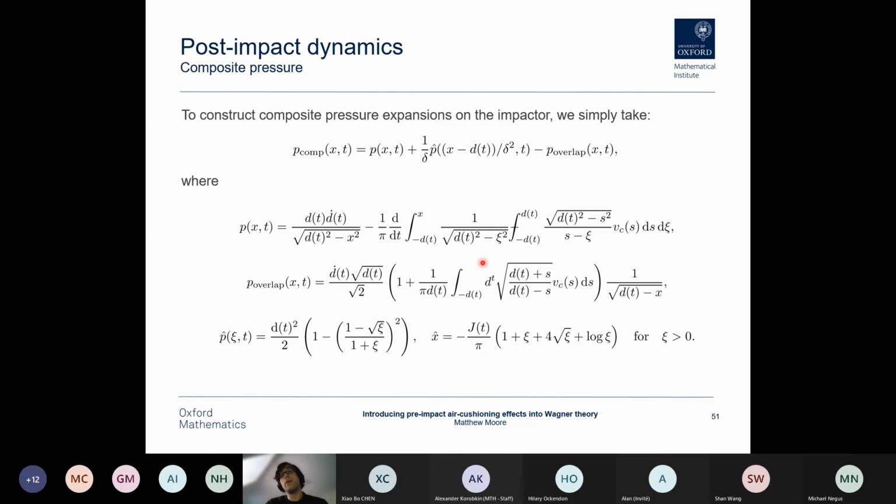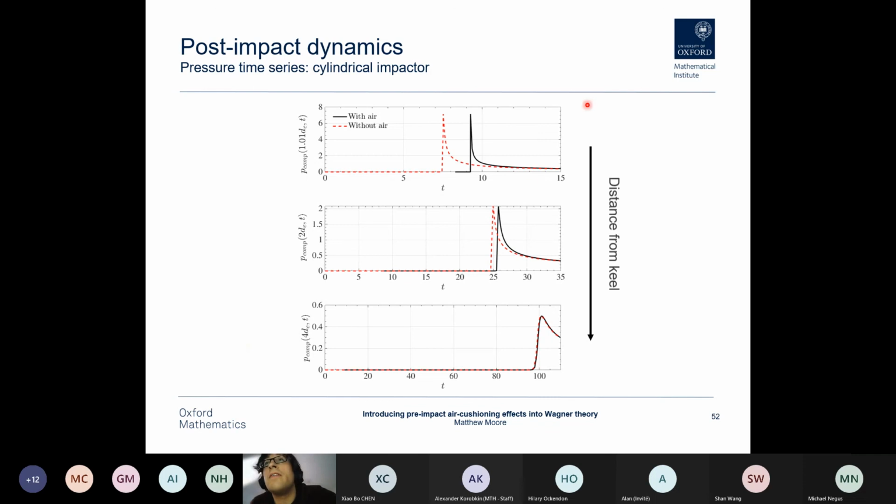If you plot that at various stations along the impacting body, you can compare what happens with and without air. These are 3 plots going from top to bottom further away from the line of symmetry of the body. The red line is what's happening in Wagner theory. You can see this peak is happening much sooner than the black line, which is what happens if you include air. But as we move further from the site of impact, those are converging to one another, so there's less of a lag between the two. You can also see that the shapes are very similar. They're not exactly the same, but you're getting very similar profiles in the pressure.